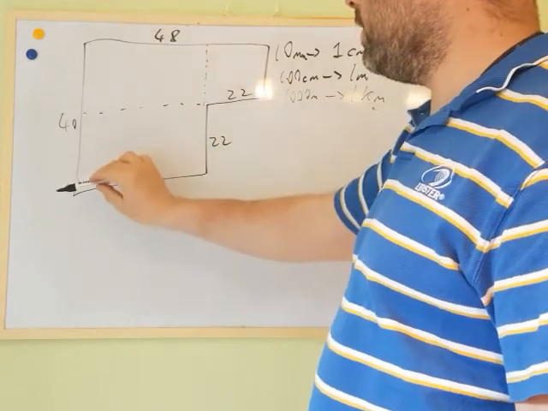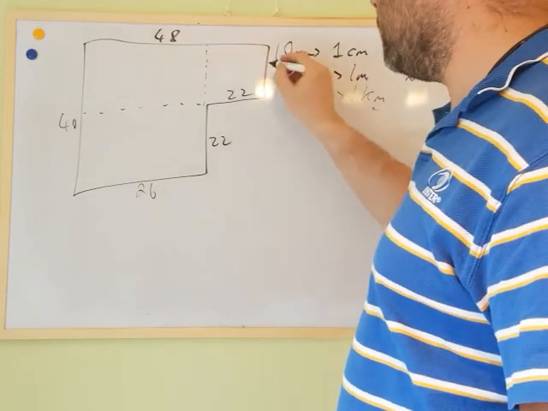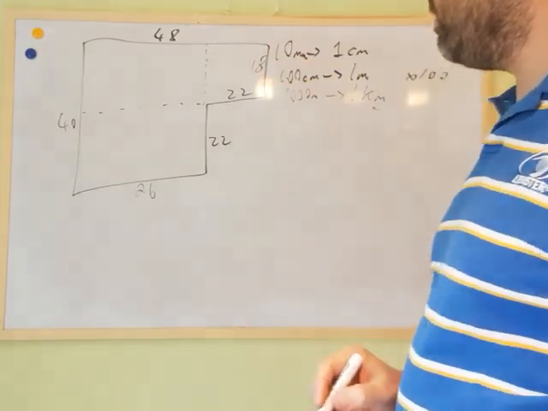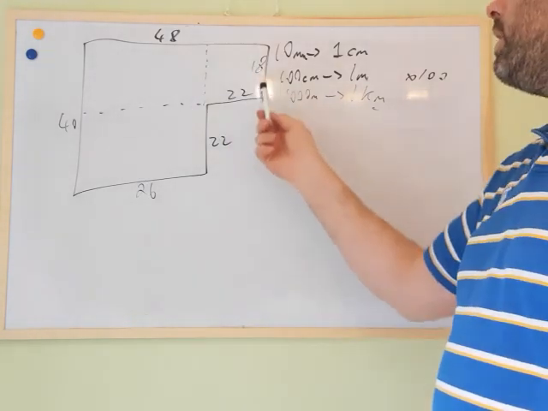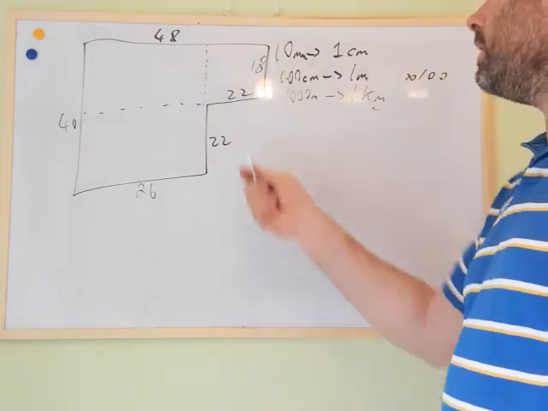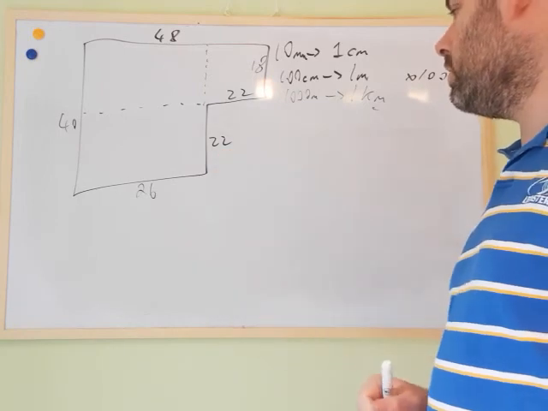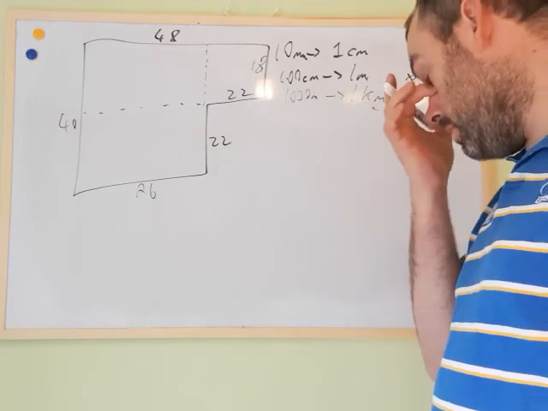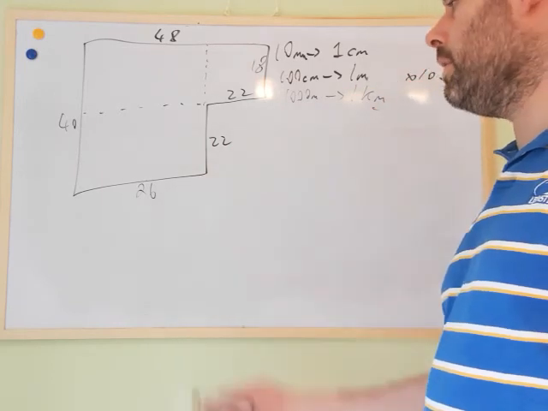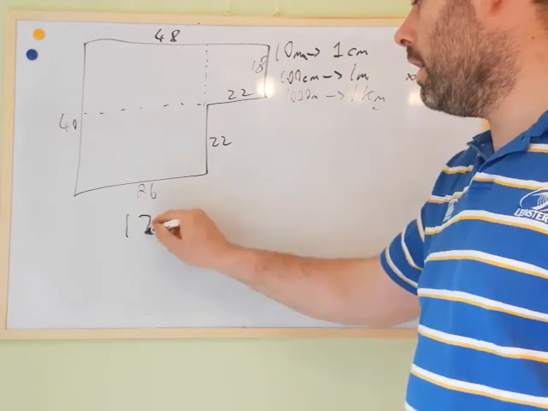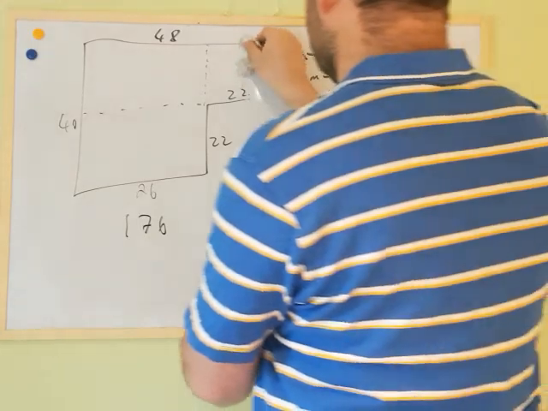From here to here is 40. From here to here is 22. So from here to here would be 40 minus 22, which is 18. Okay? And then we add these up. 48 plus 18 is 66, plus 22 is 88, plus 22 is 110, 110 plus 26 is 136, 176, I think. I'm pretty sure my addition is correct.